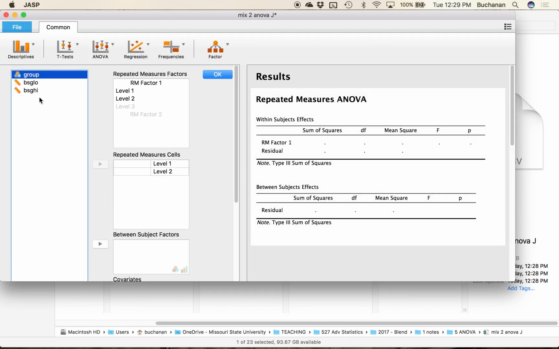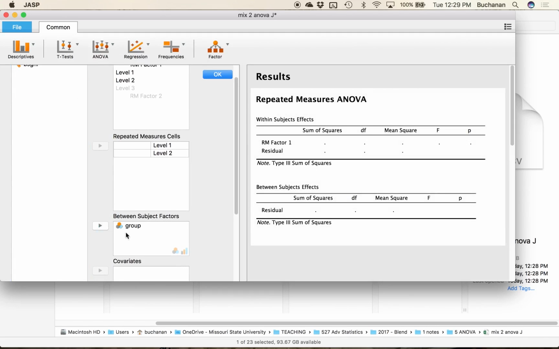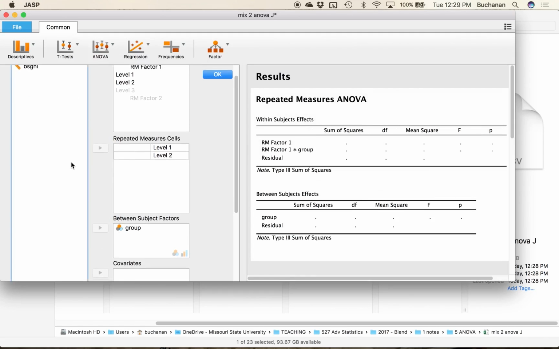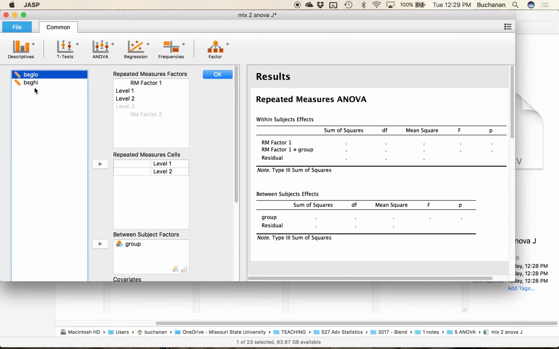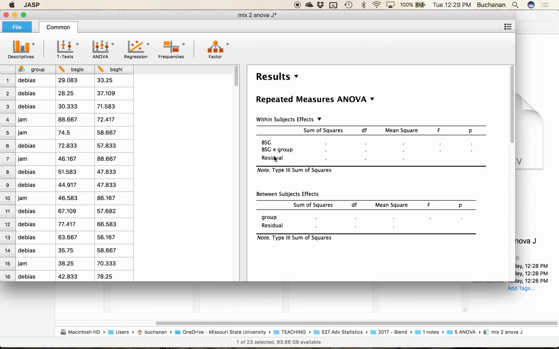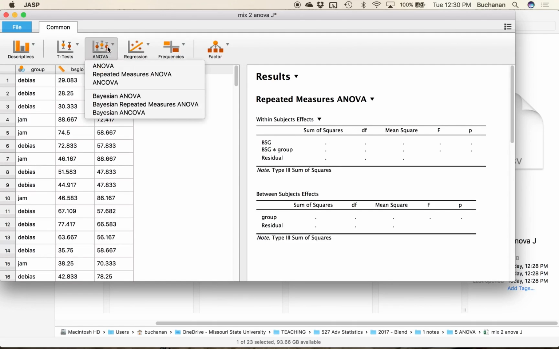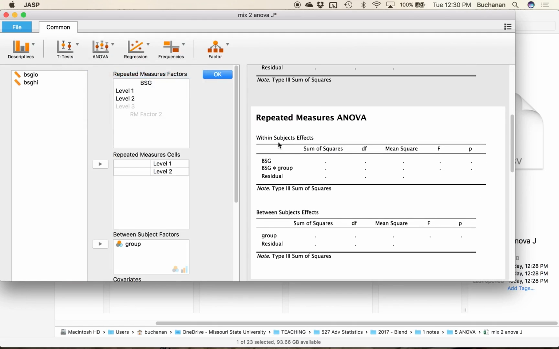We're going to take our group variable and stick it down here in between subjects factors. Our BSG low and BSG high, we're going to stick over here. First, I'm going to label these. And that just helps us see them over here. So now see how it says BSG group. Hey, don't go away. So click ANOVA, repeated measures ANOVA to get that screen back.